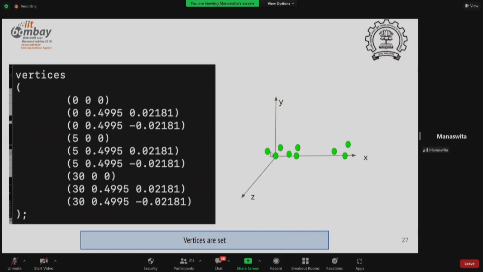This is my very poor effort of plotting these points and trying to show you the geometry. See, the first point is 0, 0, 0, and the second point is 0.4995, some number, and 0.02181, and that is how the third point has been created, the fourth point is here, and then the fifth and sixth points are there. Like that, the points are created. There are 9 points. Okay.